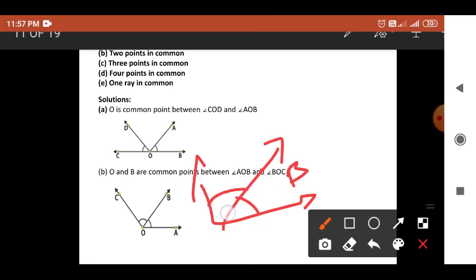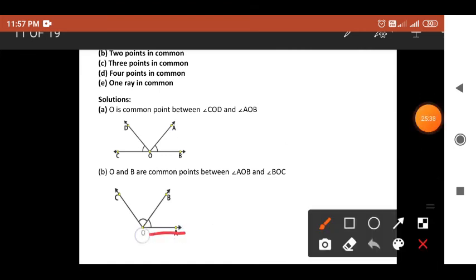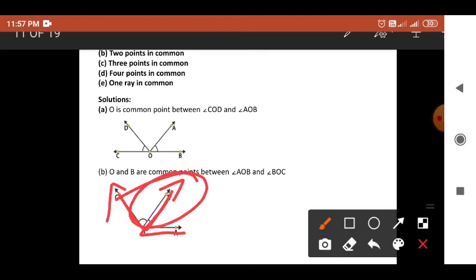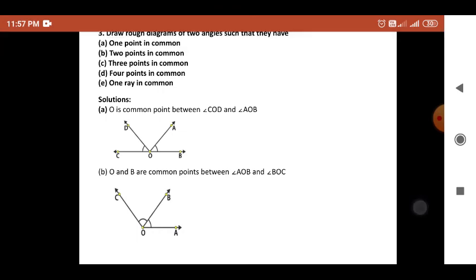O and B are the common points for this angle and this angle. You can observe here angle AOB and angle BOC. OB are the common points for both the angles. So here two points are common.